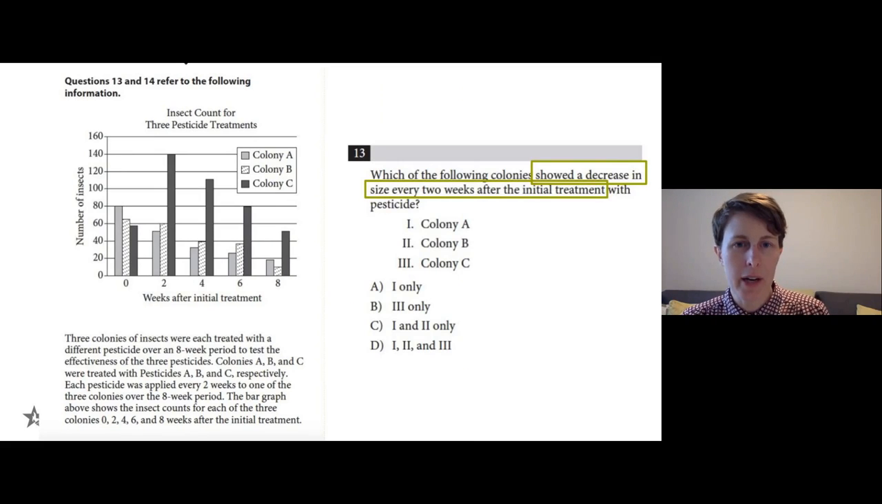So let's go ahead and take a look at our questions. Question number 13, which of the following colonies showed a decrease in size every 2 weeks after the initial treatment with pesticide? So which ones? A, B, C. Now you can see there's Roman numerals 1, 2, 3 to refer to A, B, C. Luckily they did that logically, okay? It would be very mean if they didn't, but you always need to double check that the Roman numeral 1 means colony A and so on and so forth. I'll give you just another few moments to look at this and then I'll bring up a poll.